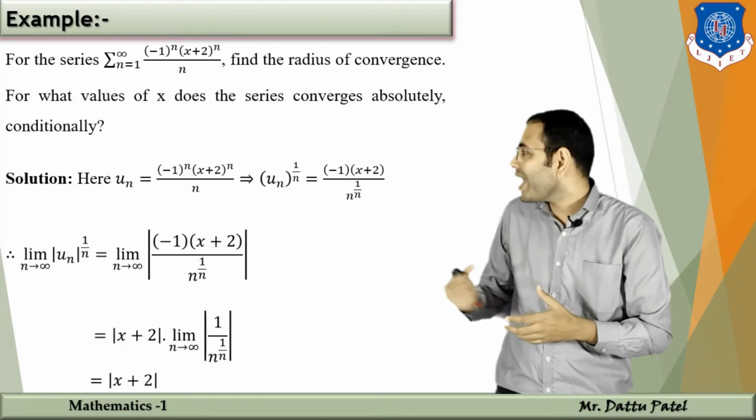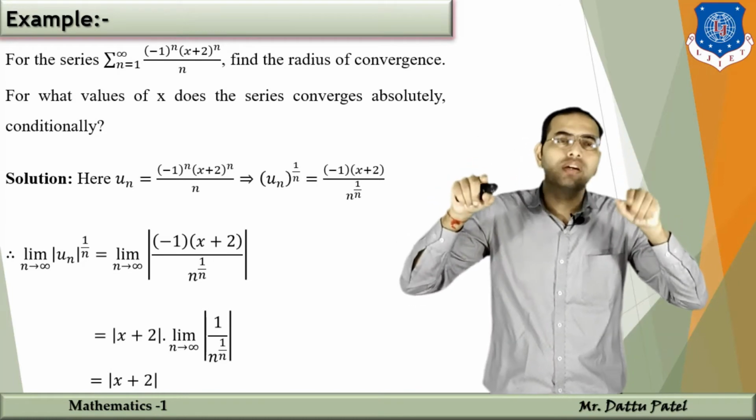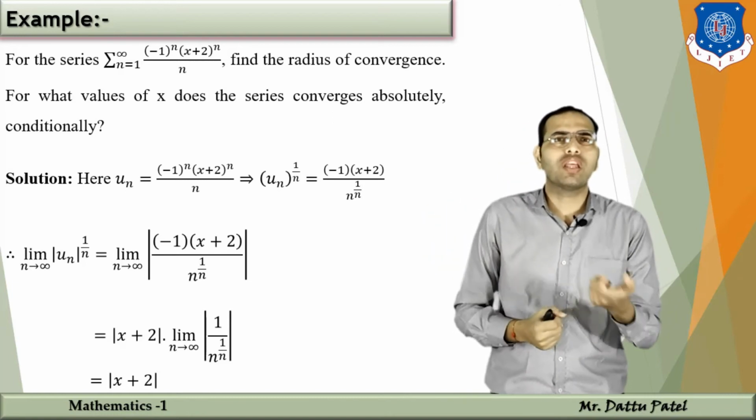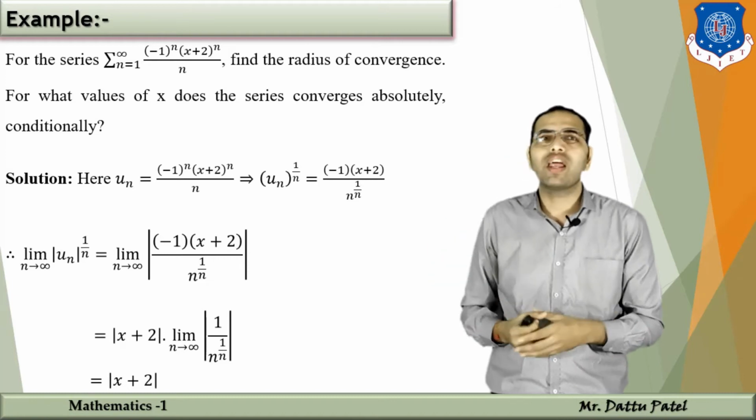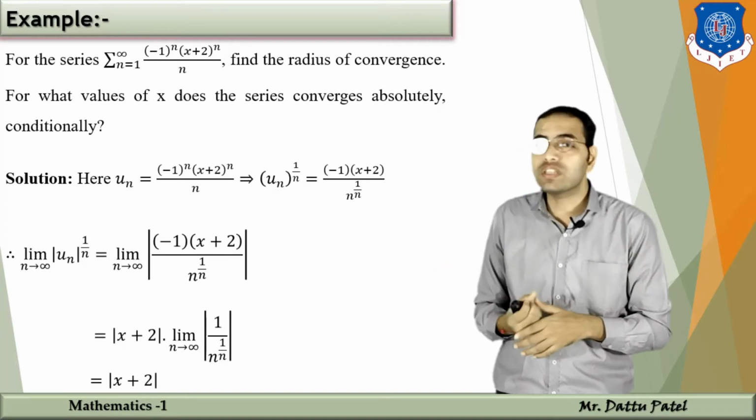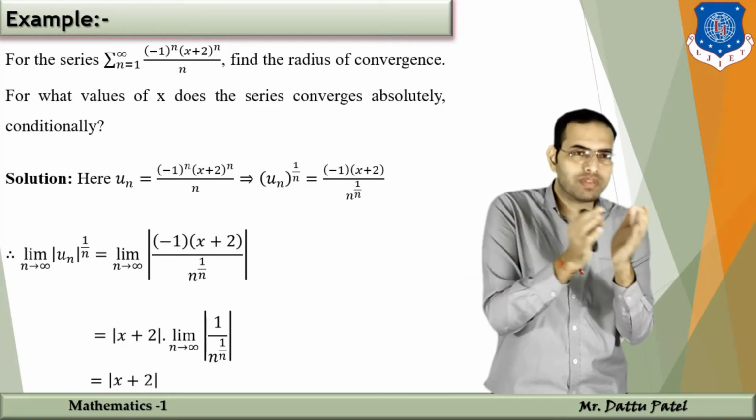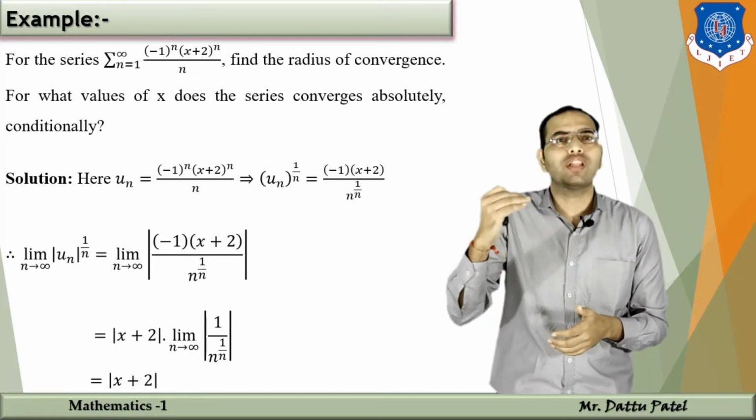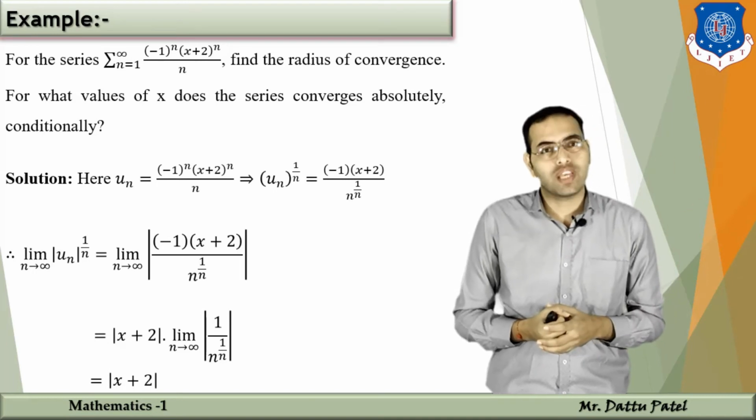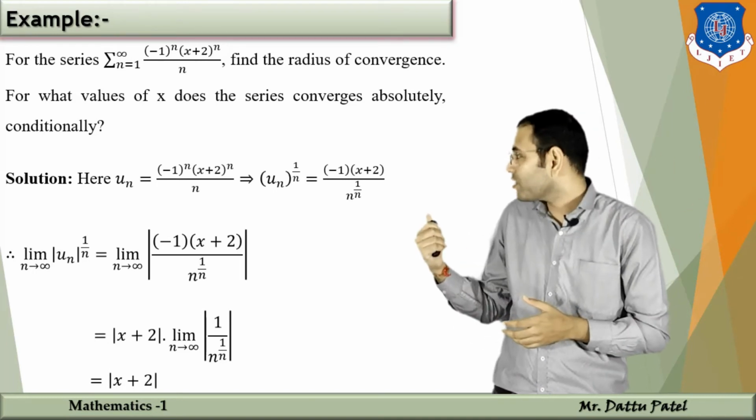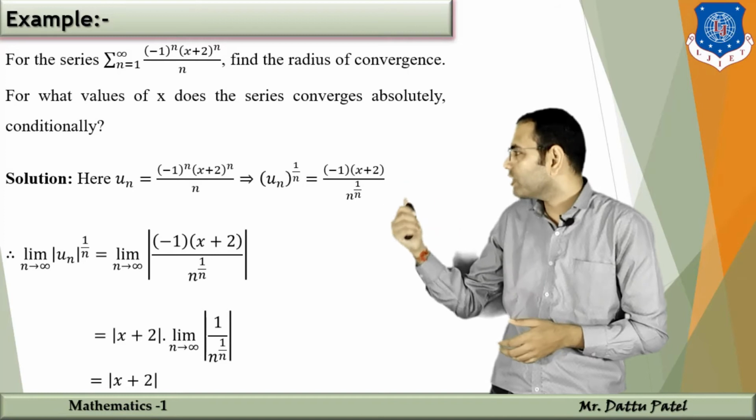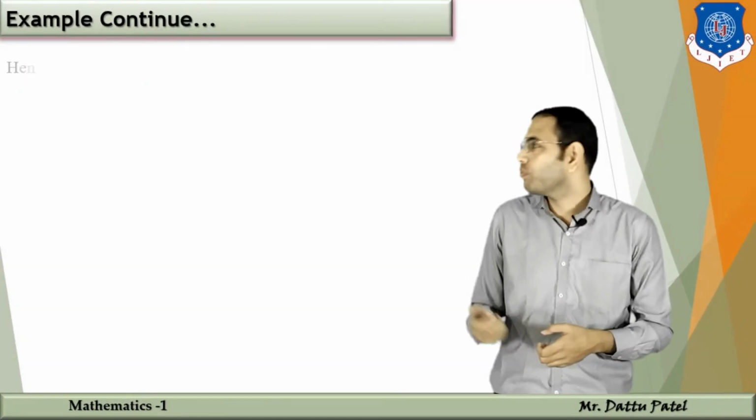Then we have to apply it in the form of the modulus, that is, the limit as n tends to infinity of the nth root of |u_n|. Substituting the values, the limit as n tends to infinity of |minus 1 times (x plus 2)| divided by the nth root of n. Here minus 1 is absorbed, then |x plus 2| comes out of the limit, and the limit as n tends to infinity of 1 upon the nth root of n. You are all aware of the standard limits which were already discussed in sequences. The limit as n tends to infinity of the nth root of n is 1, so our limit portion is 1. Then |x plus 2| into 1 is |x plus 2|.